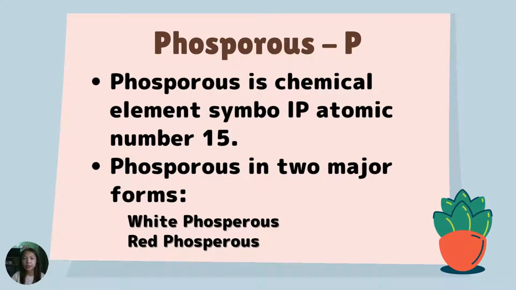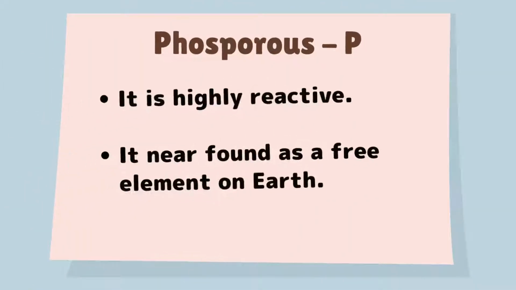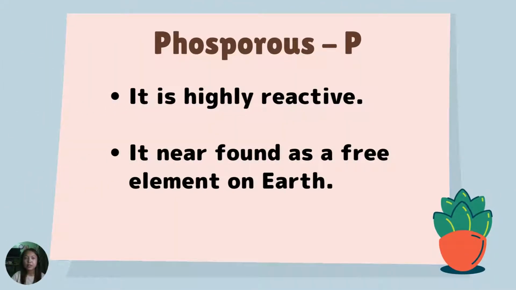Okay, so another element, we have phosphorus. Phosphorus is a chemical element with the symbol P and atomic number 15. There are two major forms, the white phosphorus and the red phosphorus. So what is the function of this one in plants? It is highly reactive and is never found as a free element on Earth.